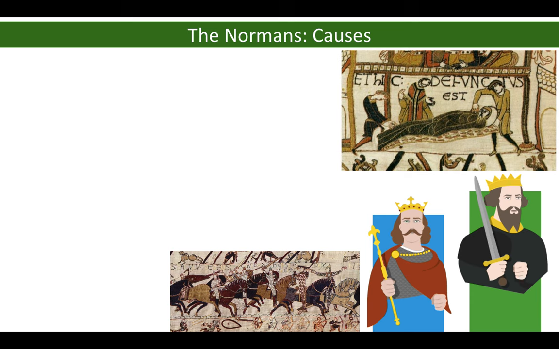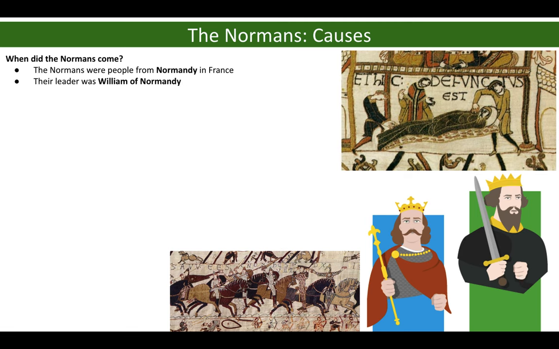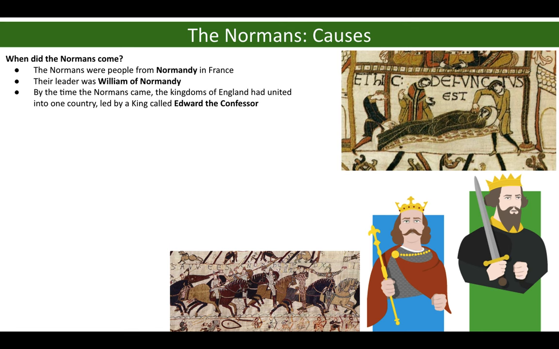Okay, our second migrant group is the Normans. The Normans come to this country, as we all know from year 7, in 1066. They come from Normandy, which is in France, and their leader is William of Normandy, who will become King William of England, or William the Conqueror.